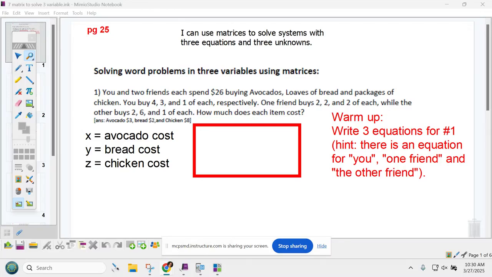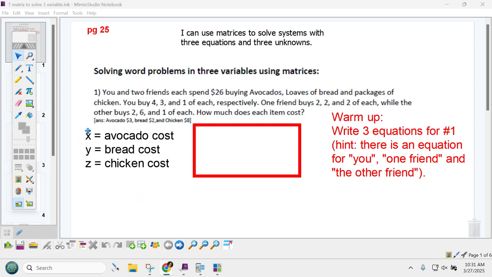So this video is about using a matrix equation to solve three equations with three variables. Pause the video here and try to write three equations for number one after you read the situation. There's going to be one equation for the money you spend and what you buy, one for what your one friend spends and buys, and one for the other friend. It's very important that you define your variables.